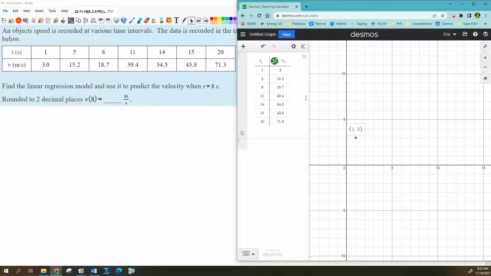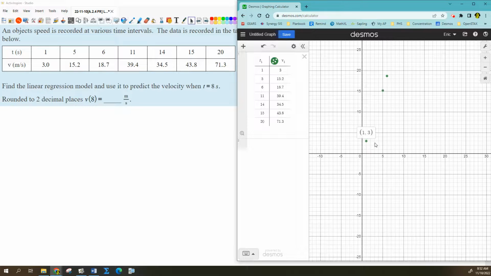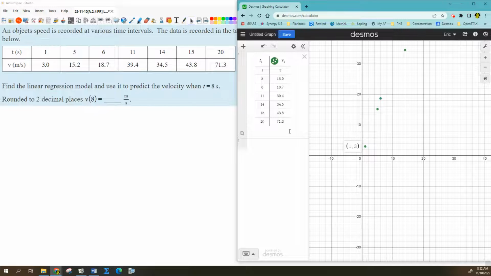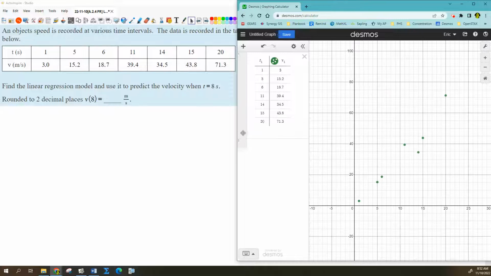If I zoom out, I can see all those. But if I zoom out, they may not look that great. They're all kind of bunched over to the left. Whenever you input a data table, Desmos gives you a really handy option. If you click on that little magnifying glass down there where it says zoom fit, it'll resize the window perfectly so you can see the data really well.